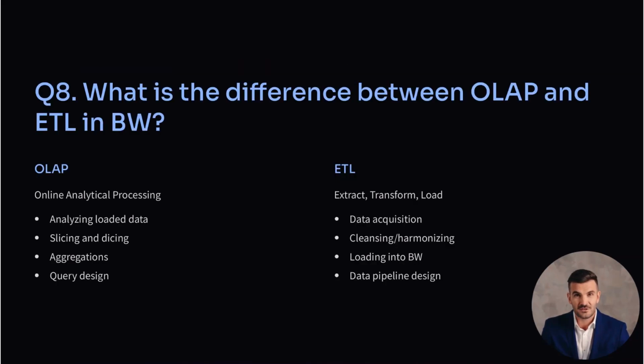Moving to your next question. Question number 8. What is the difference between OLAP and ETL in BW? Answer. OLAP is about analyzing and reporting on the data that's already been loaded. Slicing, dicing, aggregations. ETL, on the other hand, is the process of extracting, transforming, and loading data into BW. I've worked in both areas, building ETL flows and designing OLAP queries.